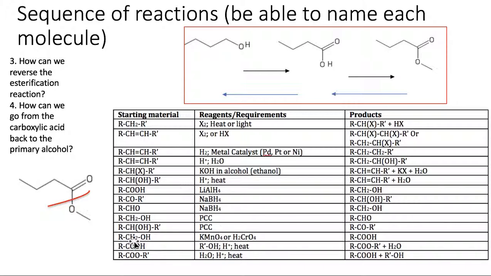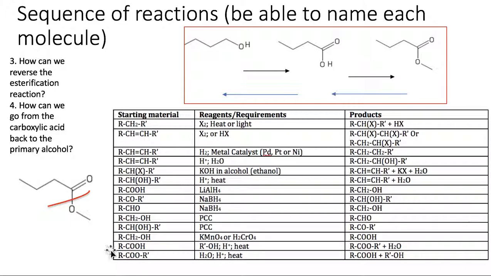So when we go from a primary alcohol to carboxylic acid, that will be an oxidation reaction, right? Because you're adding more oxygens. Now, I want to get from a what? A carboxylic acid to this ester. So that will be an esterification reaction.